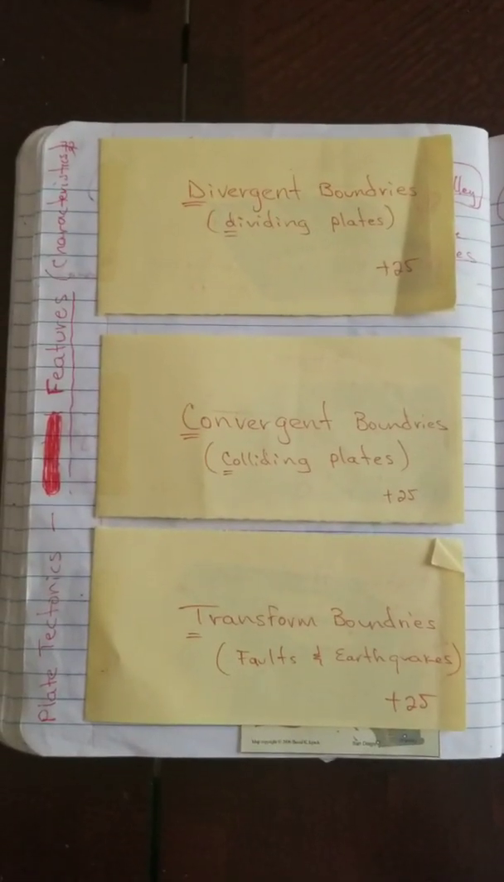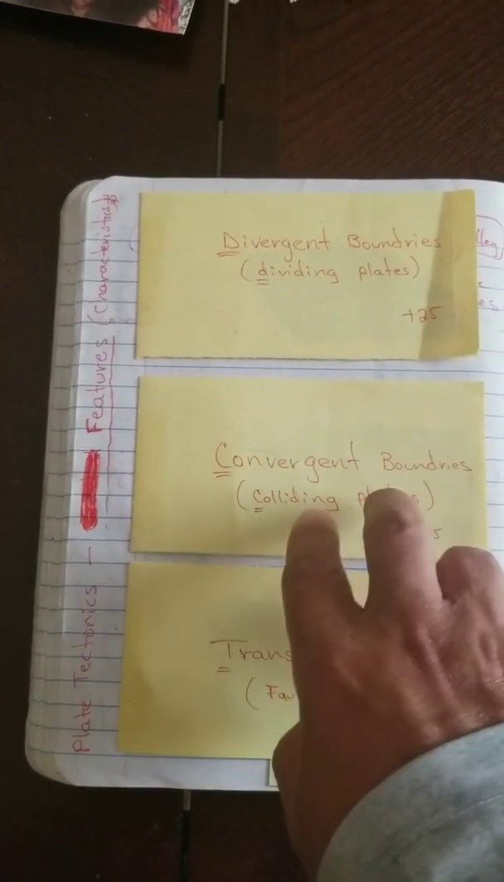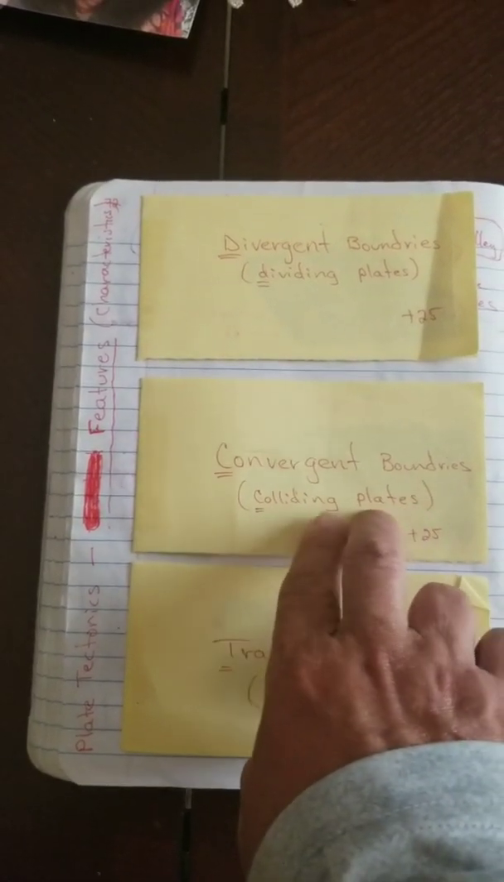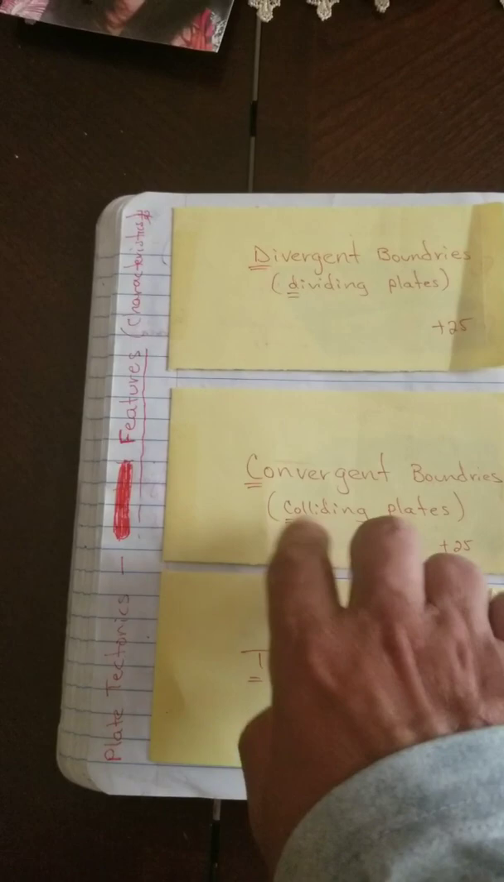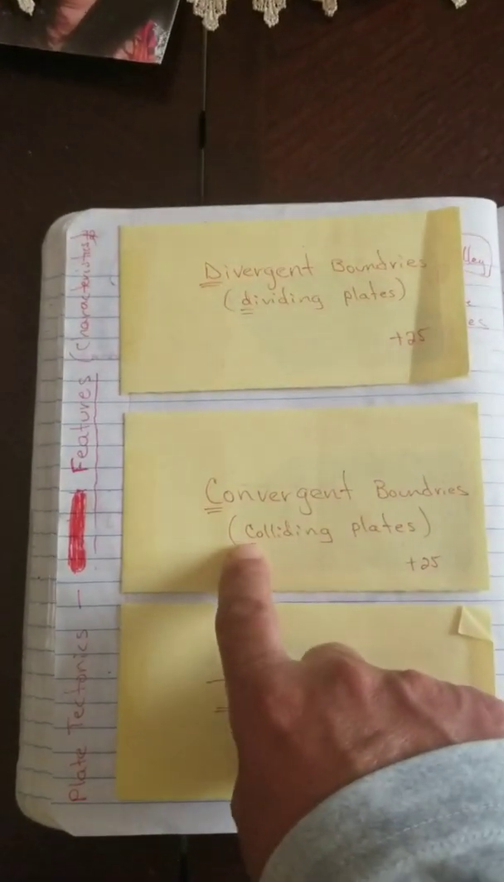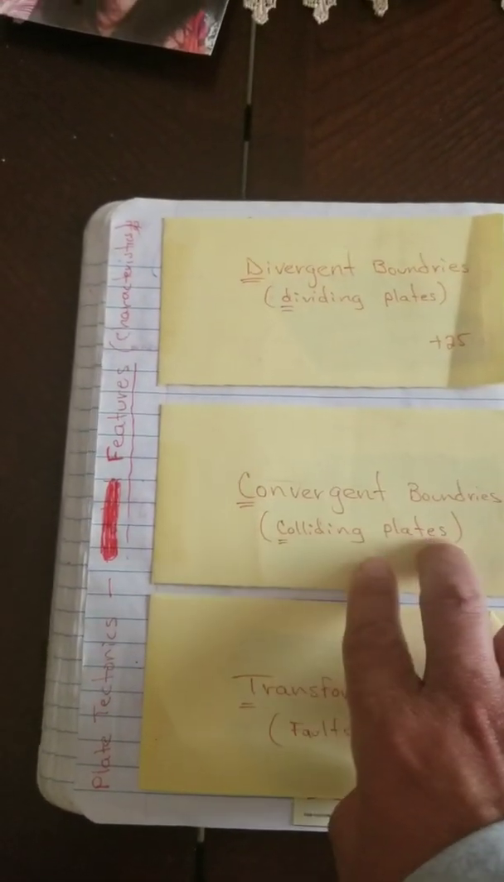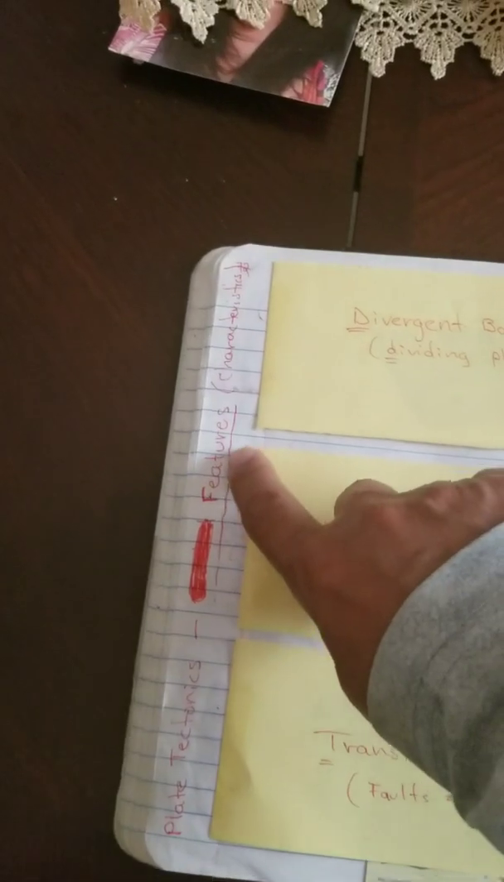Alright guys, so today we're going to be covering convergent boundaries, which is this one in the middle. This is when we have two plates colliding, crashing against each other. Notice the capital C for convergent boundaries. Notice the capital C for colliding plates, right? So we're going to have two plates colliding, and these are going to be the features.